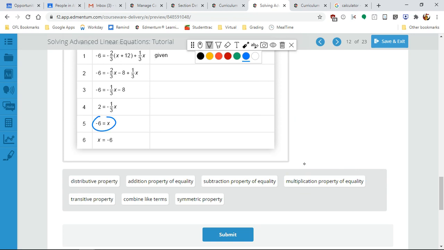And then here, I like having this on the same side. So from here, what we're going to do is... oh, I didn't realize there was a combined like terms option for this one. They just switch it. So this is just the symmetric property. One side is equal to the other.